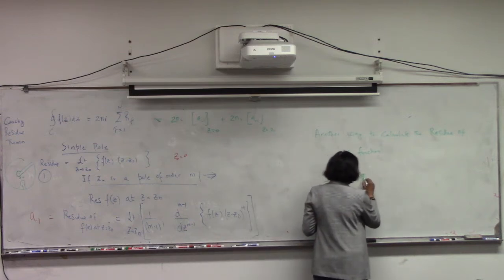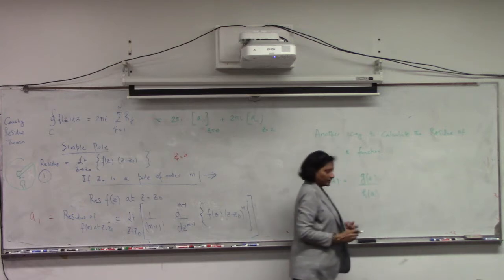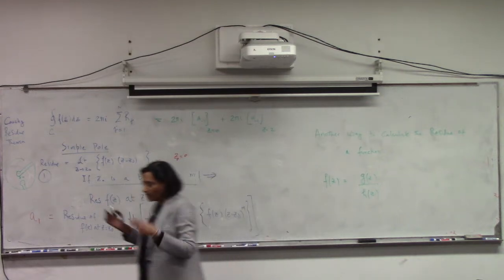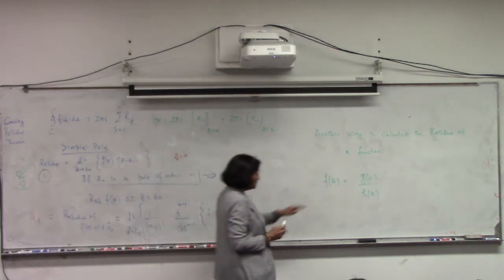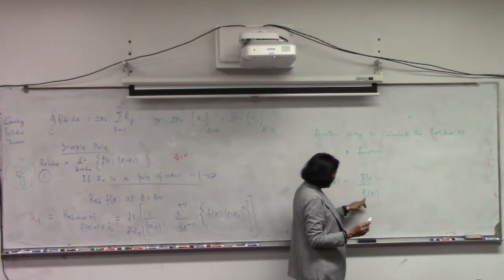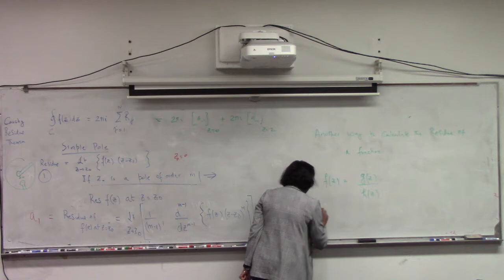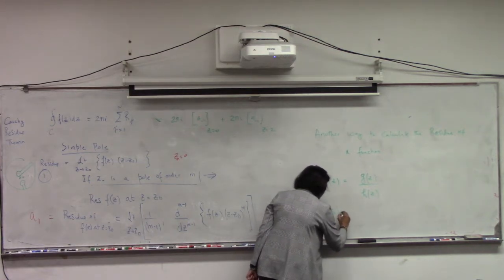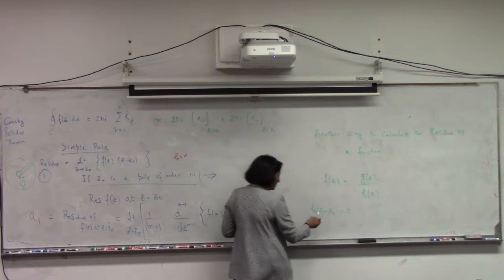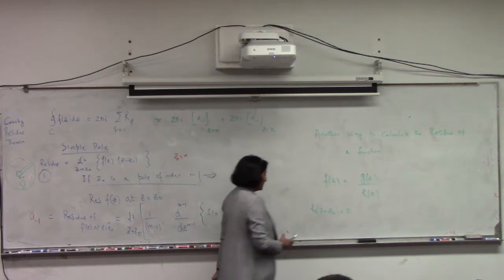Supposing I have a function of this form: something in the numerator, something in the denominator, like z over z squared plus 1. And g of z is analytic in the domain, and h of z for z equal to z naught becomes 0. It's analytic in the domain, but it has a value. It's a rational function. It can become 0.